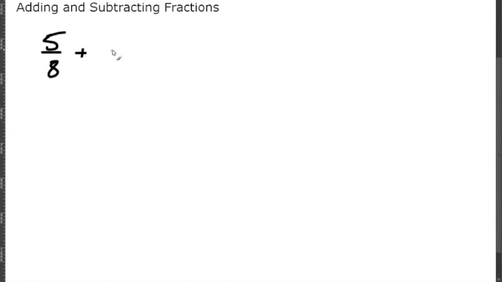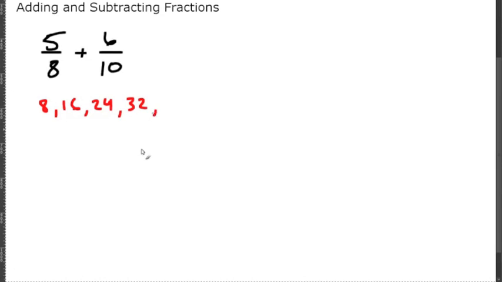5/8 plus 6/10. Again, not the same denominator, so let's find the least common denominator. 8, 16, 24, 32, 40, and we'll stop there. 10, 20, 30, 40. So they both have a least common denominator of 40.